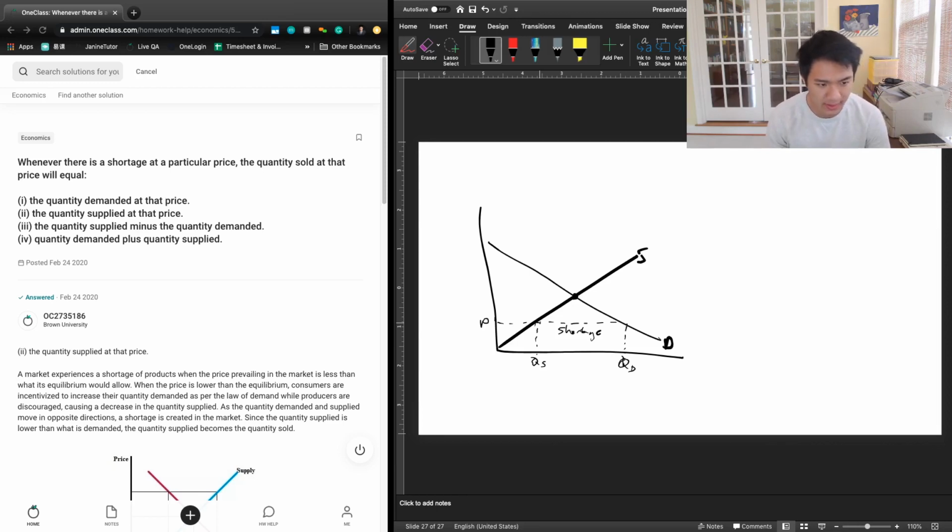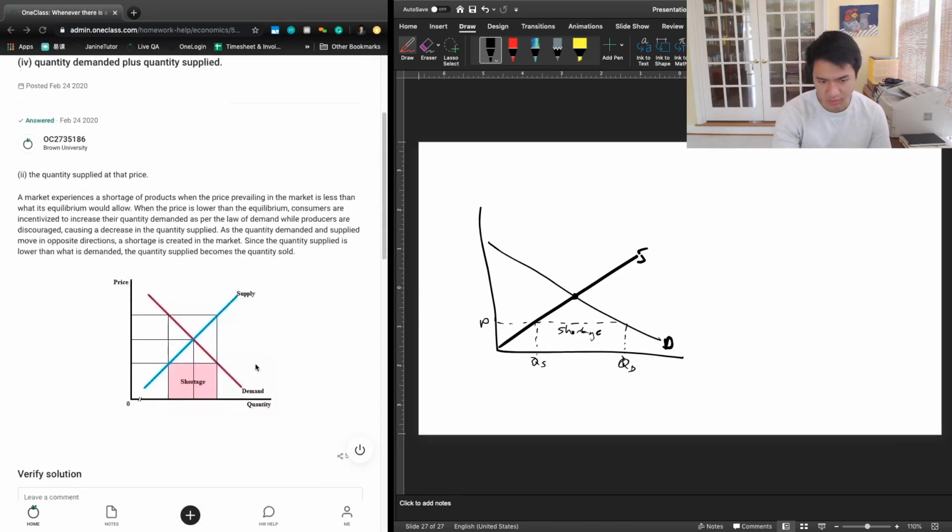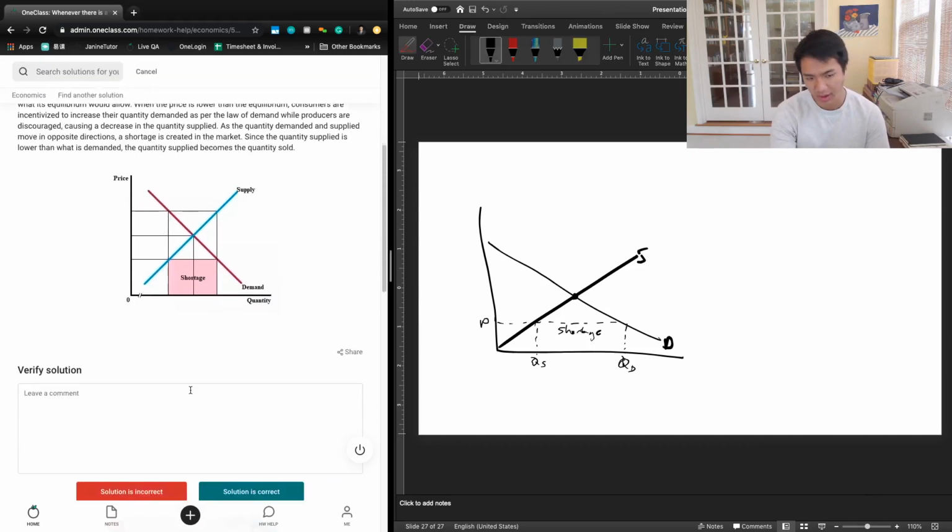And then they said a market experiences a shortage of products when the price prevailing in the market is less than what its equilibrium would allow. When the price is lower than the equilibrium, consumers are incentivized to increase their quantity demanded as per the law of demand, while producers are discouraged, causing a decrease in the quantity supplied. As the quantity demanded and quantity supplied move in opposite directions, a shortage is created in the market. Since the quantity supplied is lower than what is demanded, the quantity supplied becomes the quantity sold. And they have this graph to help. And so, great solution and graph.